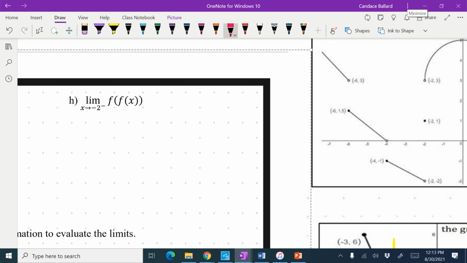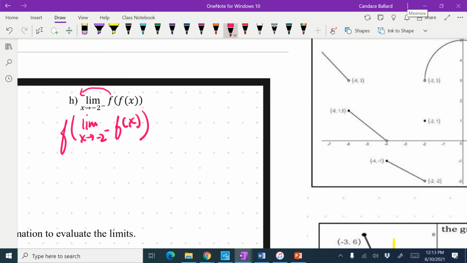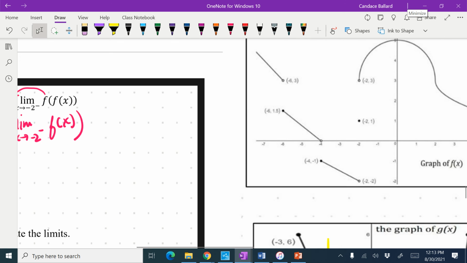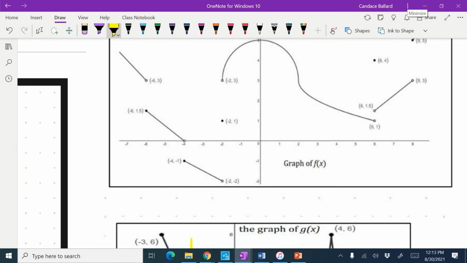Okay. Let's take a look at this last one here. We should have a few minutes to spare. So again, what am I going to do with this F? Put it on the outside. So F of the limit as X approaches negative 2 from the left of F of X. Okay. I believe this guy right here is my F graph. Here's negative 2. Is it continuous at negative 2? No, that doesn't matter yet. But from the left, what y value am I approaching?